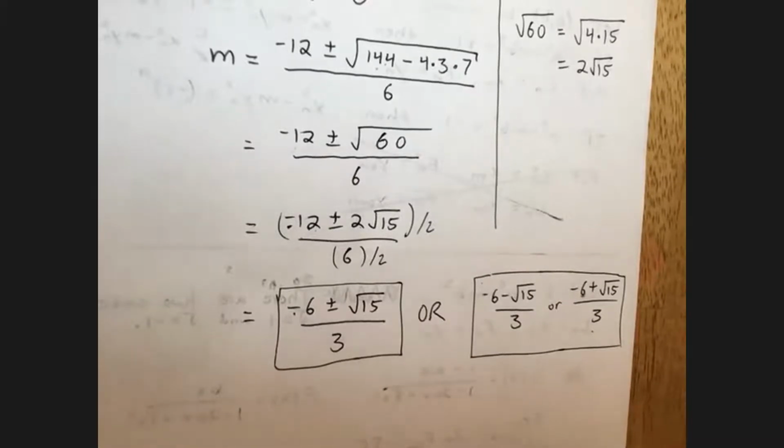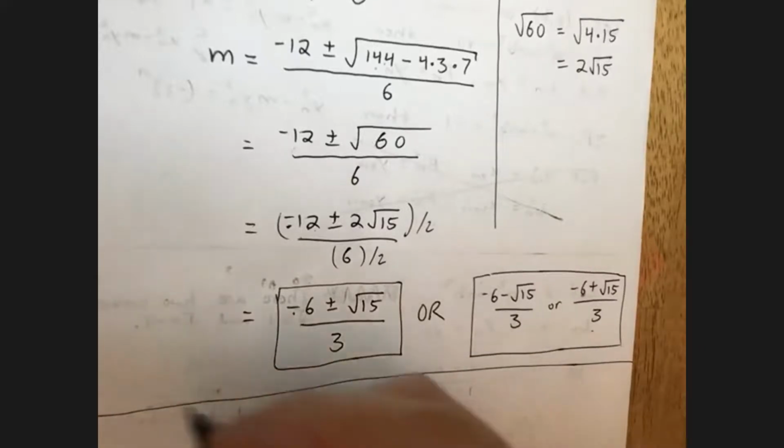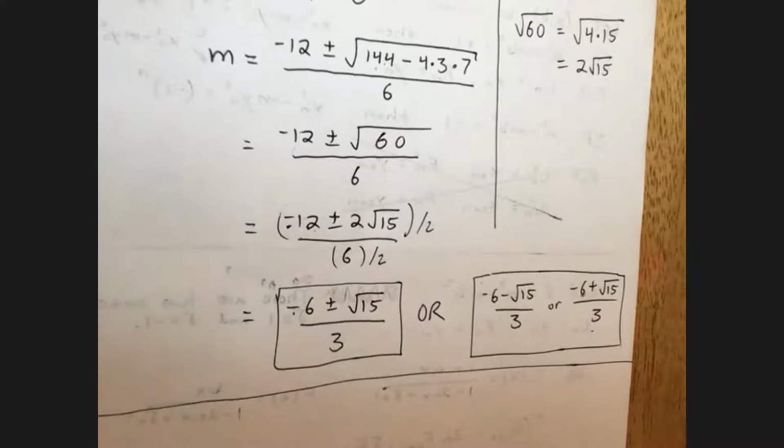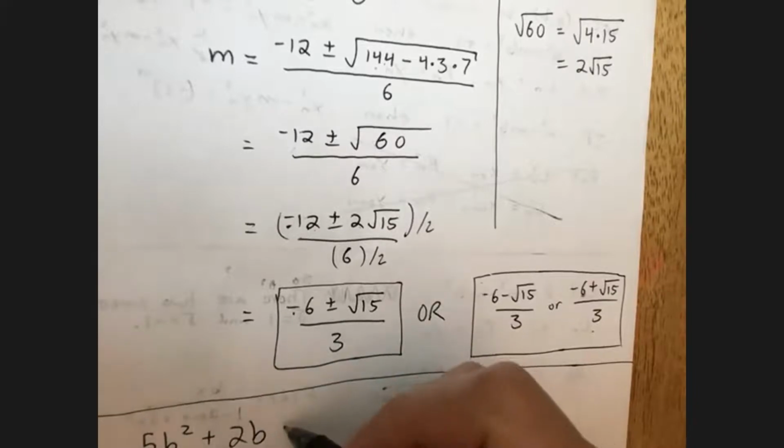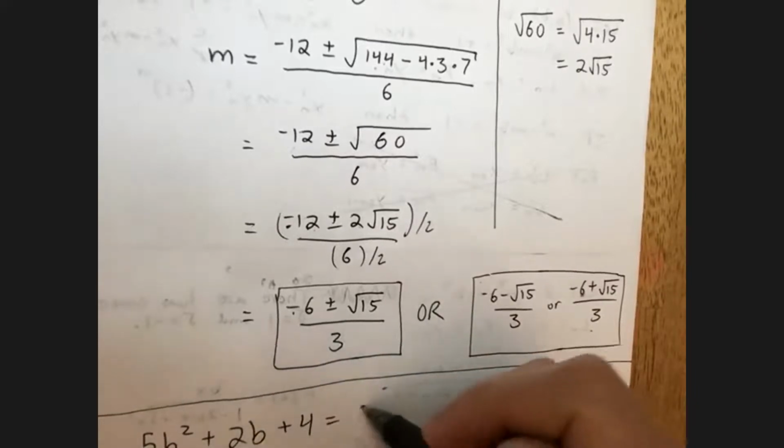All right. Let's look at a couple more, and then we'll move on to the application problems, okay? This one is 5b squared plus 2b plus 4 equals 0.